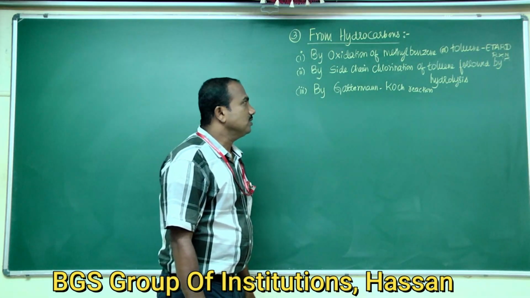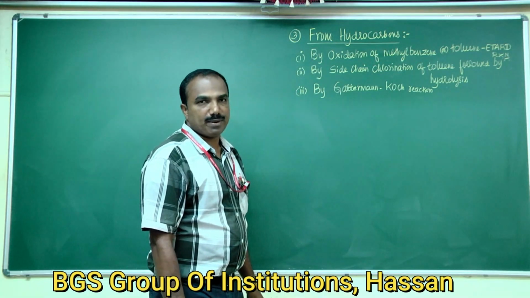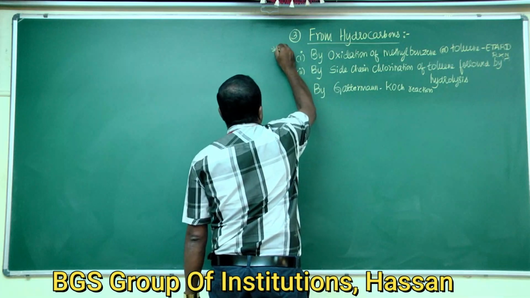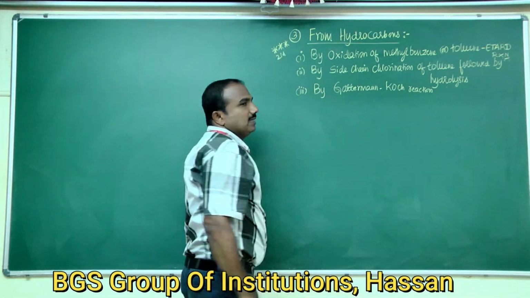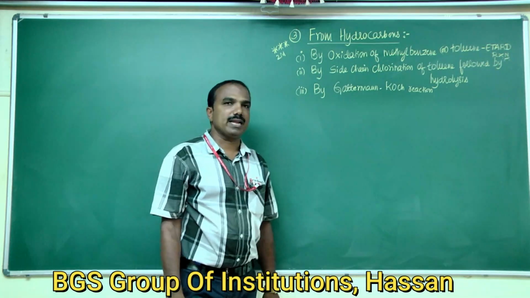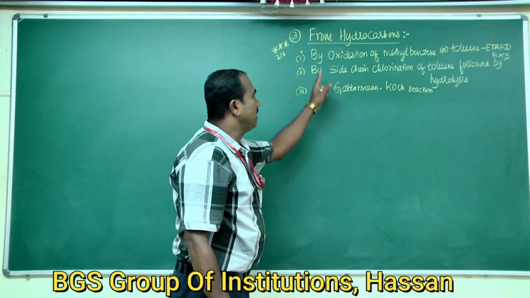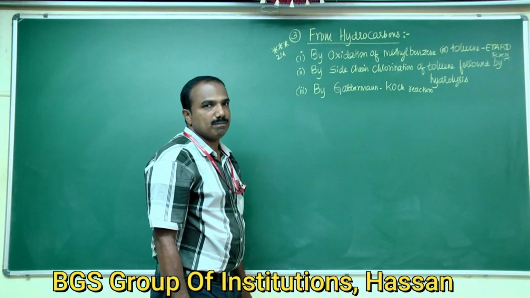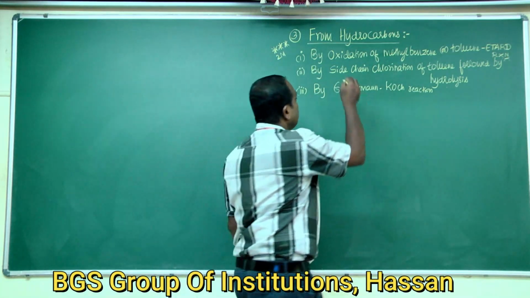Out of these, there are three methods of preparation of aldehydes, and all three are important. These three methods are important for theory examinations and have already been asked in previous year question papers. First we are going to take the preparation of aldehydes by oxidation of methyl benzene or toluene.